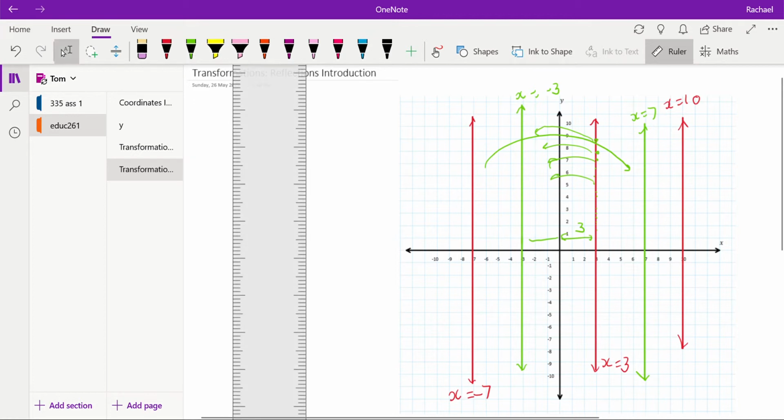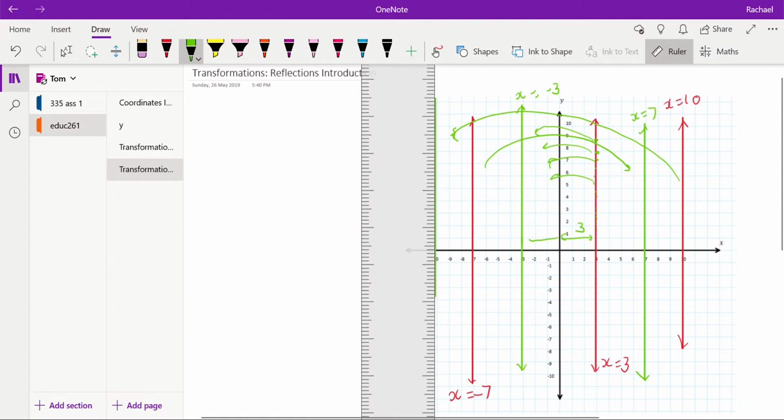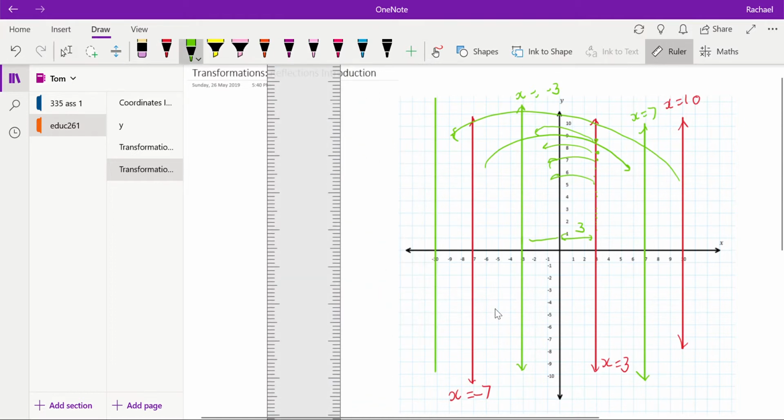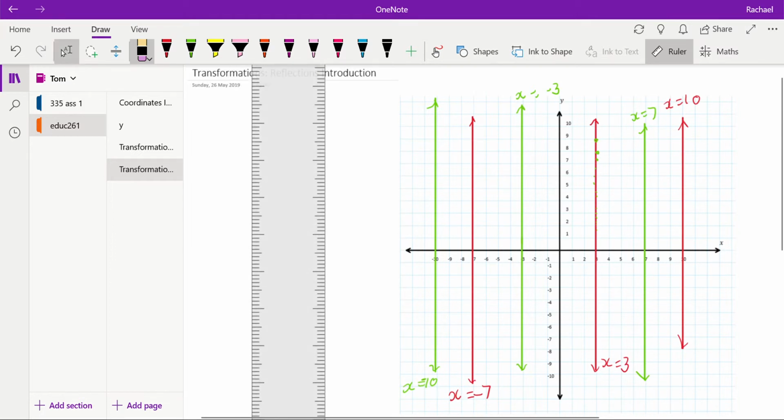And last one, x equals 10 over the right hand side. We're going to reflect the whole line 10 units across the y-axis. So we get x equals minus 10. And I'll just get rid of these lines so that we can see properly that they've just reflected across the y-axis the same distance, just like the points did.